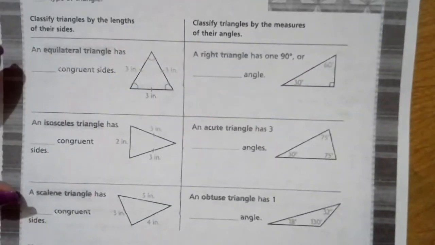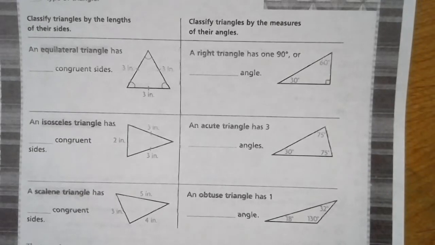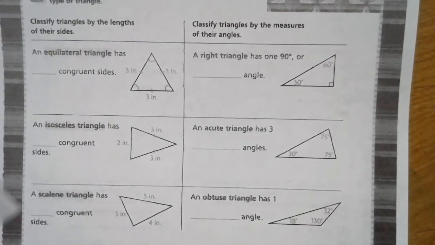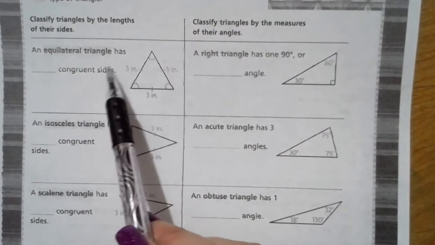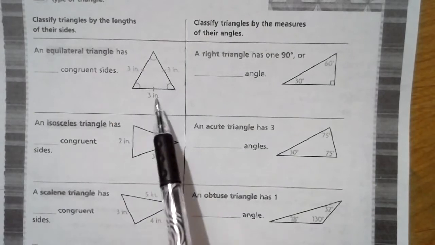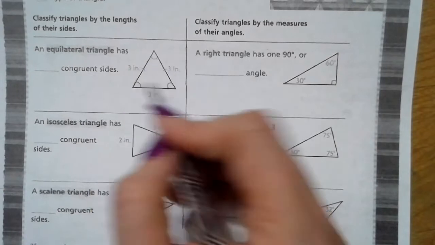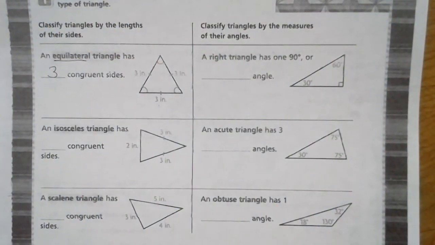Okay, so right here, classify triangles by the lengths of their sides. So going back to your purple sheet that you just glued into your math log, if you will look at that, it will help you answer these questions, okay? So open that up on your desk. An equilateral triangle has how many congruent sides? Well, if you look, that's 3 inches, that's 3 inches, that's 3 inches. So equilateral means they're all the same. So it has 3 congruent sides. Okay.